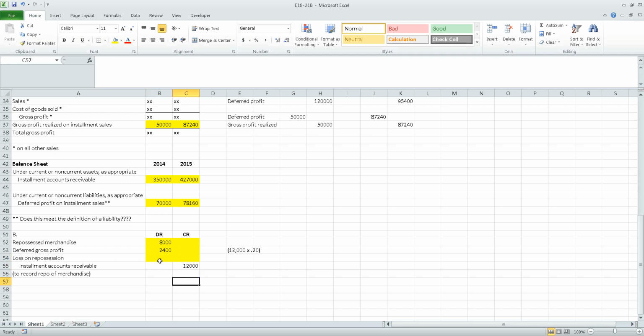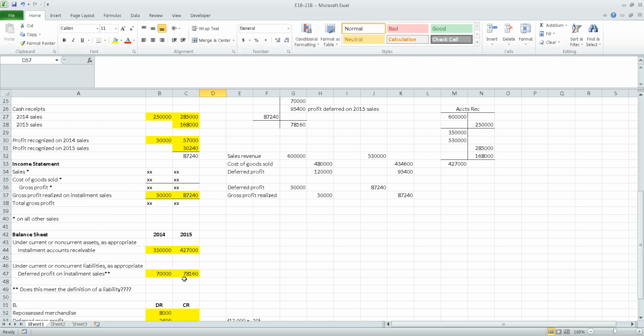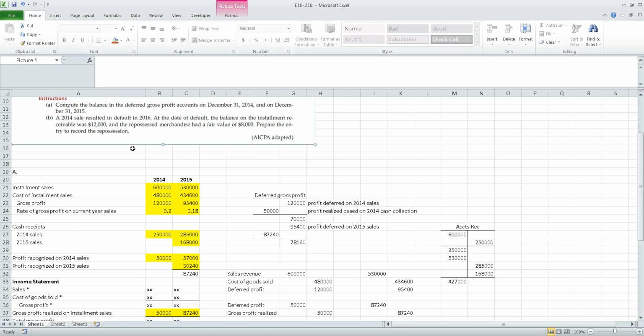And so now the plug part of the entry, the thing that you determine last, is the amount of the loss on the repossession. Basically, the amount of the loss on the repossession is the difference between the carrying amount of the receivable less the deferred gross profit amount, and the fair value of the repossessed merchandise, which in this case is $1,600. So that's the end of the entry. That takes care of part B of the problem.